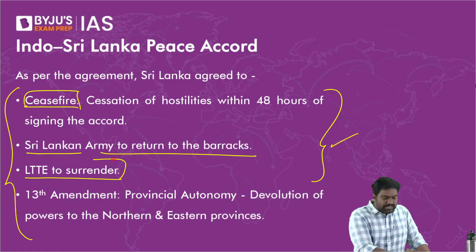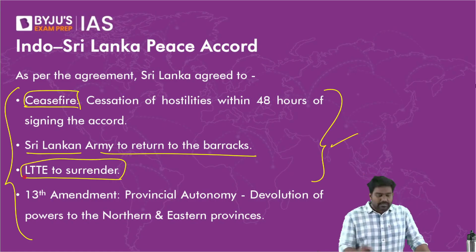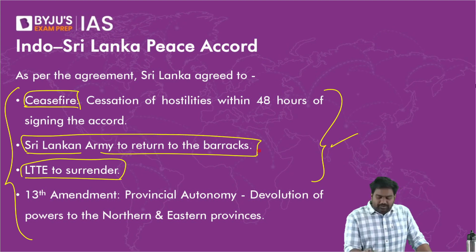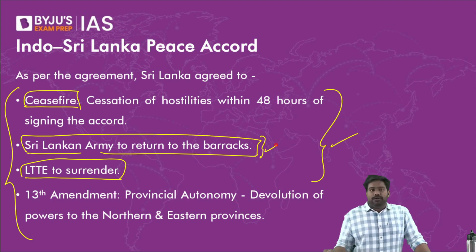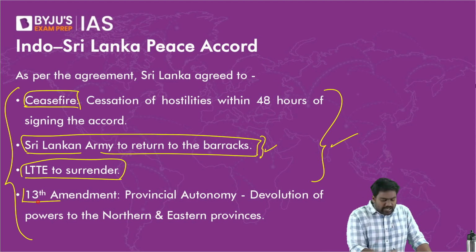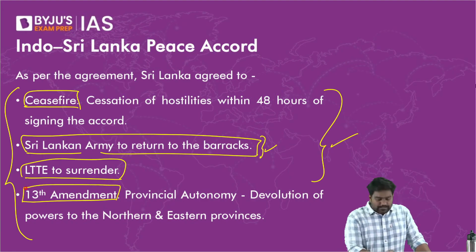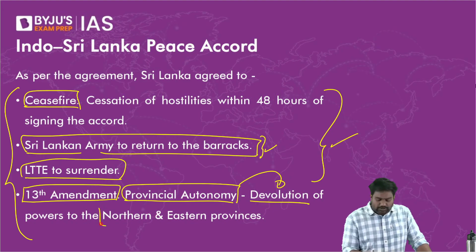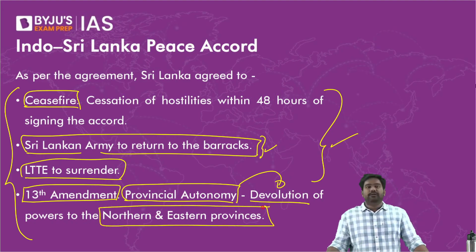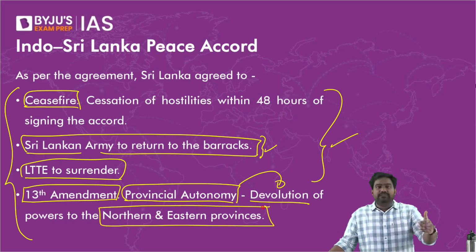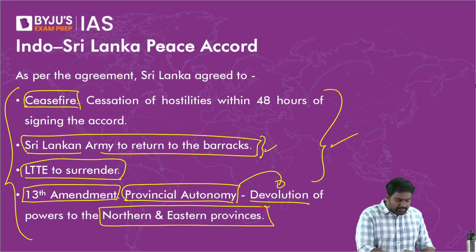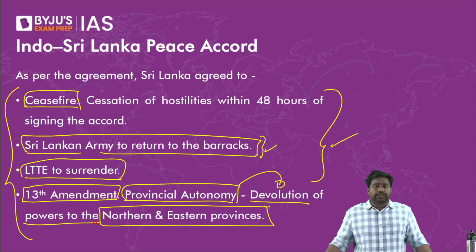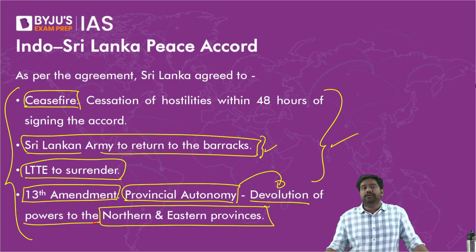LTTE was supposed to surrender, lay down its arms and weapons. Sri Lanka was supposed to pull back the troops to the barracks and provide for the 13th Amendment to its constitution so that provincial autonomy could be provided to the Tamil provinces in the northern and eastern parts of Sri Lanka. This would have devolved key powers to the provincial councils and it would have given Tamils the opportunity to protect their rights and provide for their welfare.